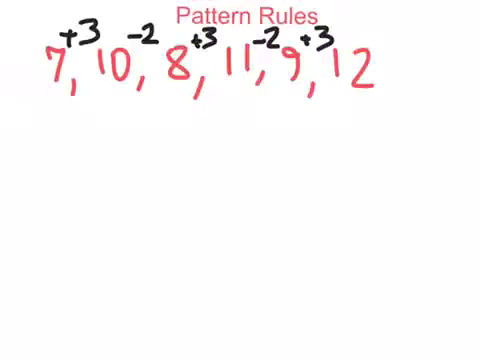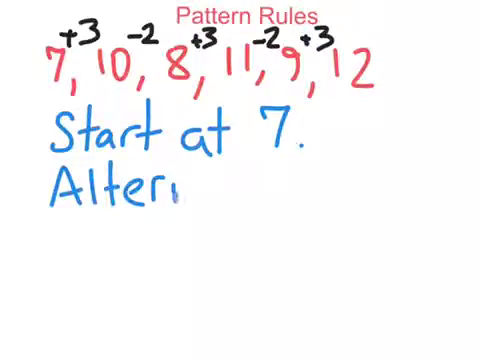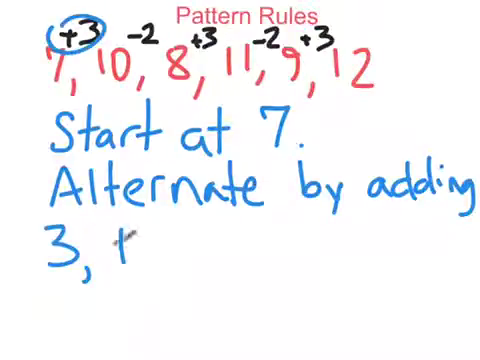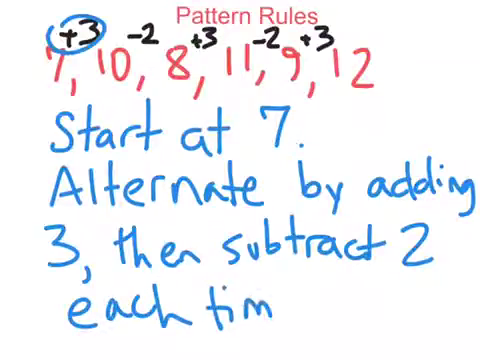So I write the pattern rule like this. I tell you where to start. Start at 7. Alternate by doing what? Well, first by adding 3, because that's the first thing we did right here. Then subtract 2 each time. And there you have it. That's an alternating pattern.